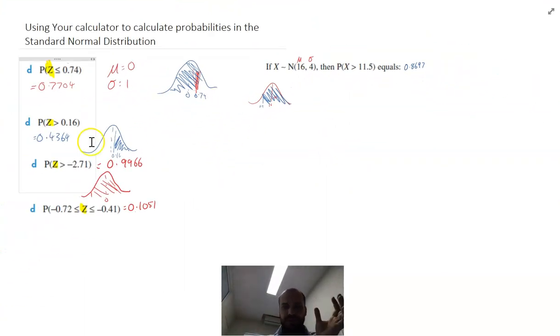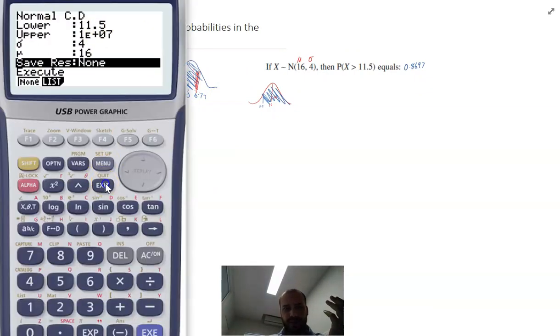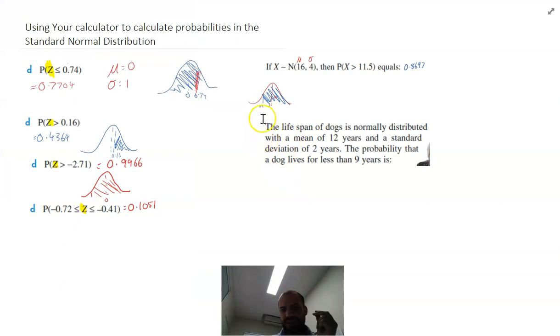Now with all of these questions, if you're in an exam situation, make sure you write down whatever it is that you typed into your screen: the lower, the upper, the mean, and the standard deviation. And then we can do an easy little question here.